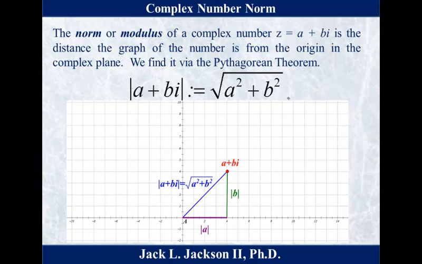And we can use the Pythagorean theorem to find the distance there in blue, which is the hypotenuse of this right triangle that you see. So absolute value of a squared is the same as a squared. Absolute value of b squared is the same as b squared. And of course you need the square root of that. So the norm or modulus is just a squared plus b squared, and then take the square root of the whole thing. So it just follows from the Pythagorean theorem.